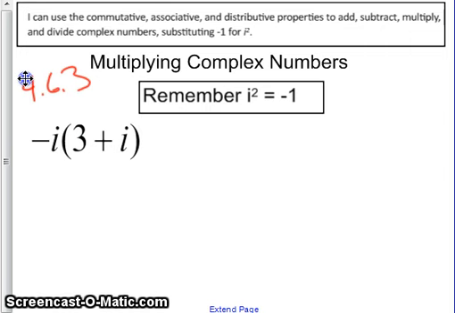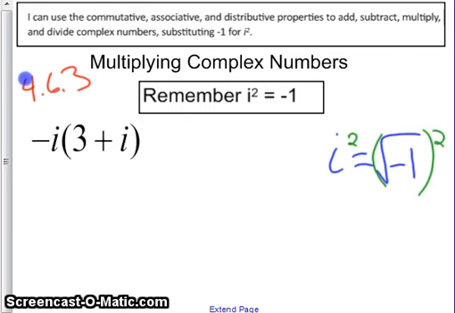Alright, so I'm going to start with, tell me please, what is i equal to? Positive, negative 1. The square root of negative 1. You need to remember that. So I'm going to take what i is, and now I'm going to square that. I'm going to square i on both sides.